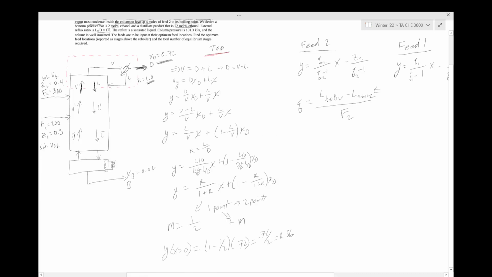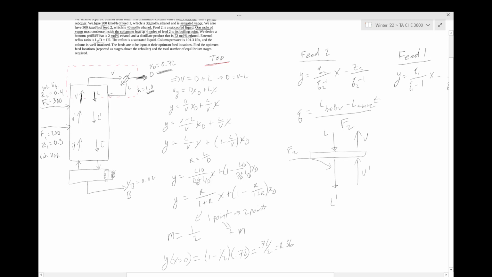Here's an illustration of what's going on at this plate where feed 2 is being fed in. So we have our tray. We have our feed 2, which is going to come down because it's a subcooled liquid. We have a liquid coming down. We have a vapor coming up. Liquid coming down, vapor rising. This is our V. If we look over here at the column, we're at this section. So the subscripts are going to change. We're going to have our V bar below. We're going to have our L. And then we're going to have our L bar. But there's another component to this. It mentions in the problem statement that for every mole, don't want to get this wrong.